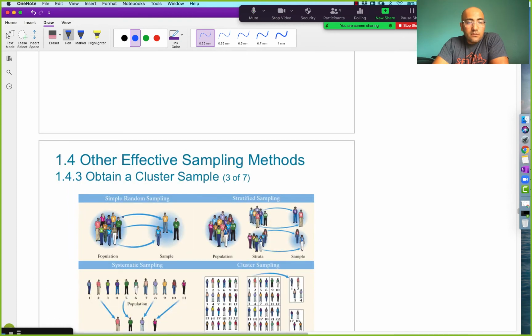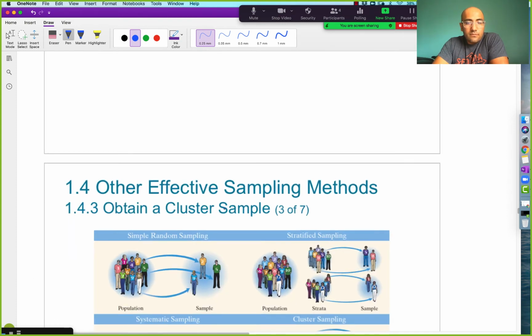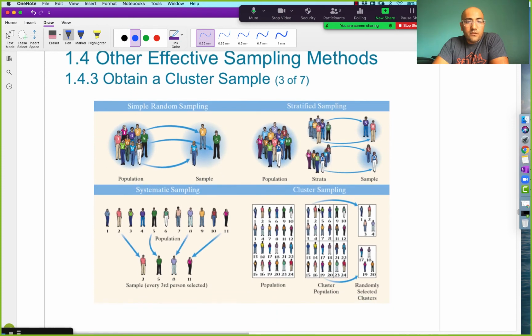Here's a nice little visual representation of each of them, right? So in simple random sampling, we have our population, and any group of people can be selected to be members of my sample, right? In stratified sampling, first you separate the population into strata that have some sort of homogeneous characteristics, something similar about them, like these are all the men, these are all the women, for example. Or it could be broken down by race, or by degree, right?